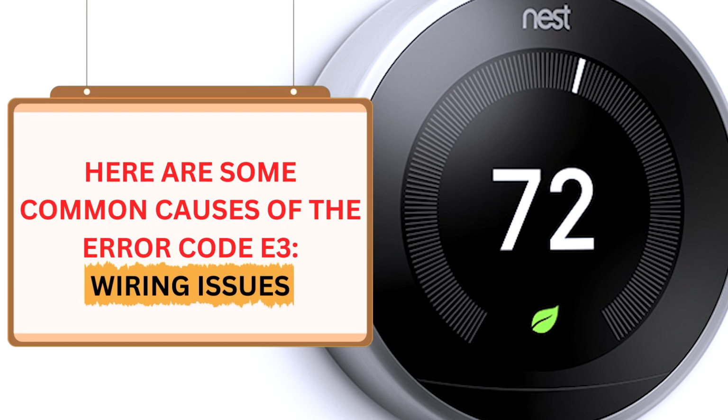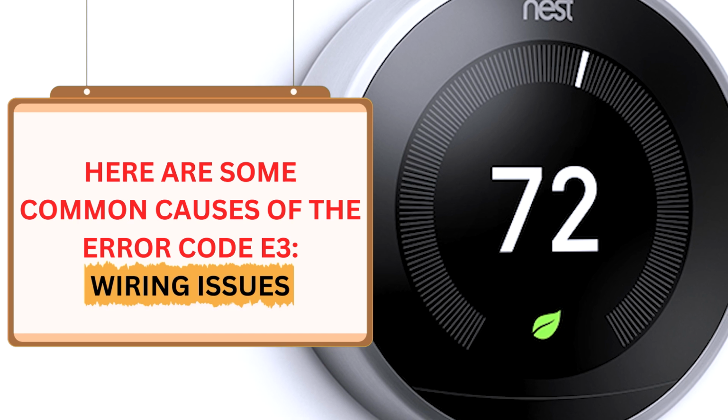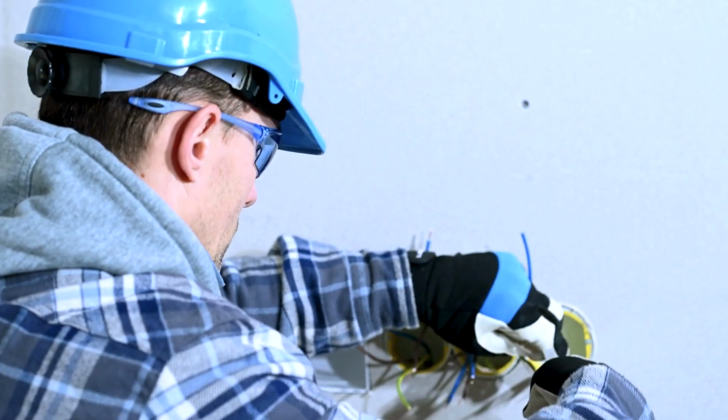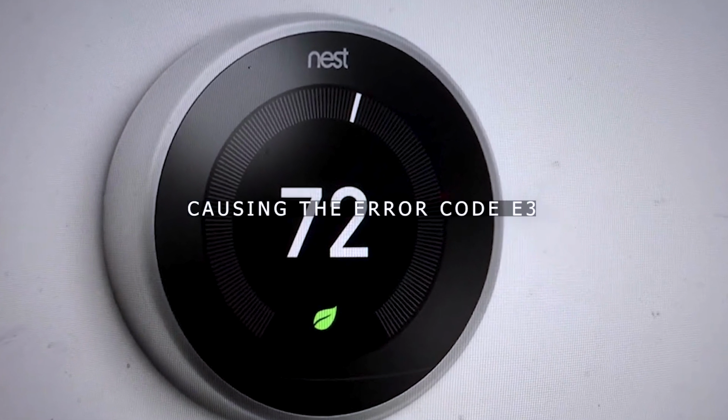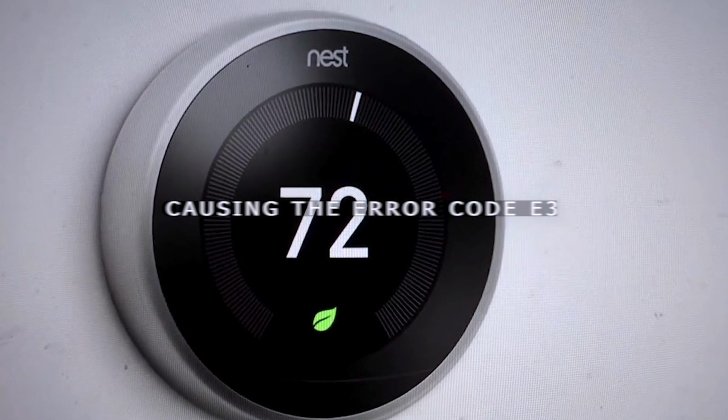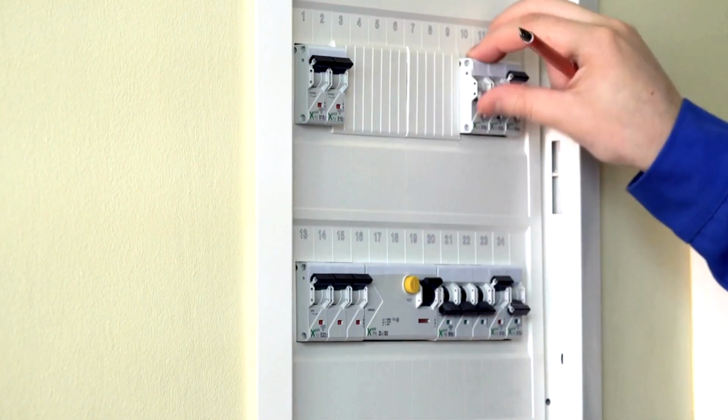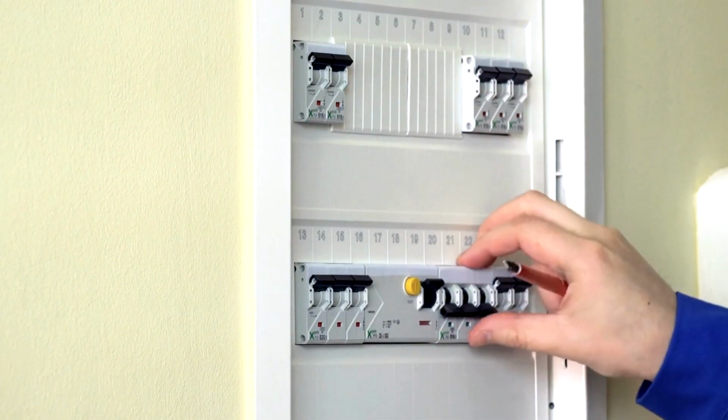Here are some common causes of the error code E3. Wiring issues. If the wiring is not properly done or the wires come loose, then the thermostat might not get the required power to function correctly, causing the error code E3. Blown HVAC fuse. If the fuse is blown, it can prevent the thermostat from receiving power, leading to this error.